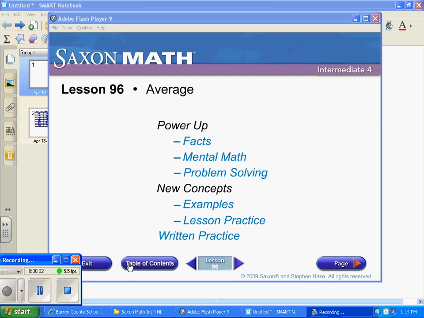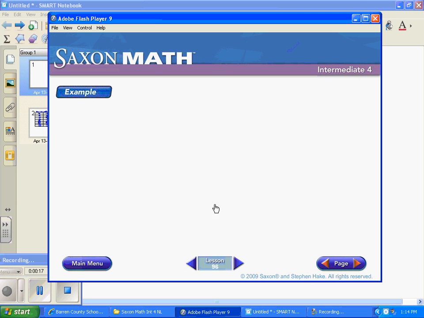Okay, Saxon 4 math students, we are ready for lesson 96. It's a very important lesson. It's on averages, which is how your grades are figured. So from this point on, you'll know how your grades are figured. So let's look under the new concepts at examples.